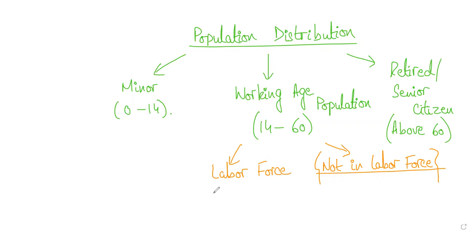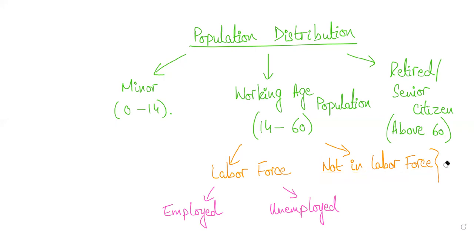And then within the labor force, you have two further categories, because these were all the people who were willing to work. Not all the people who are willing to work will end up finding a job. So within the labor force, you have two further categories, employed and unemployed. Employed are the ones who are lucky to find a job, unemployed are the ones who are not able to find a job. So this is how the entire population of a country is distributed.